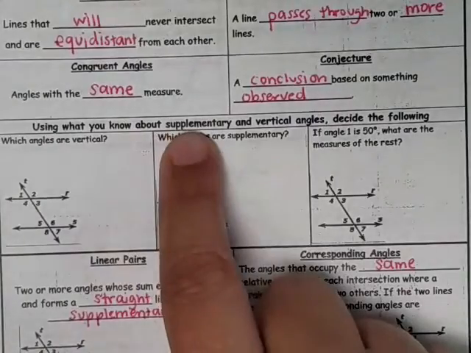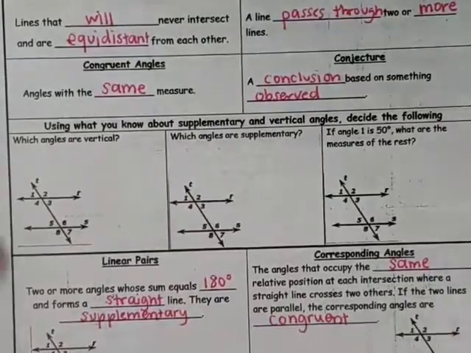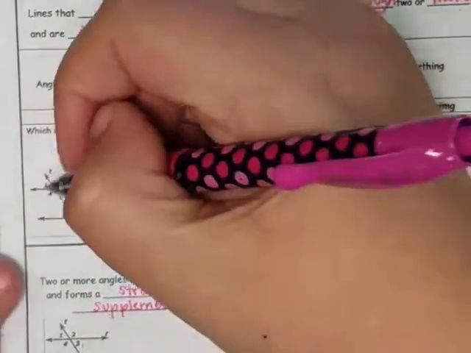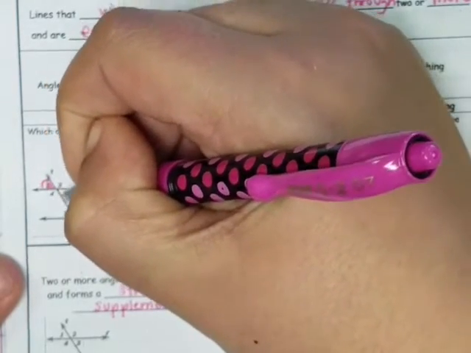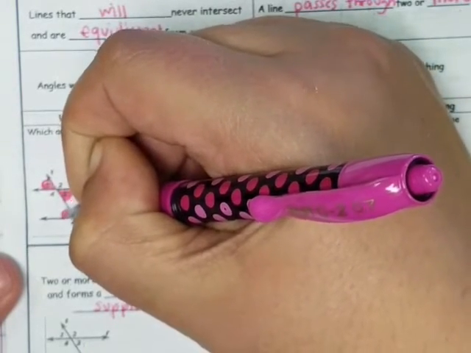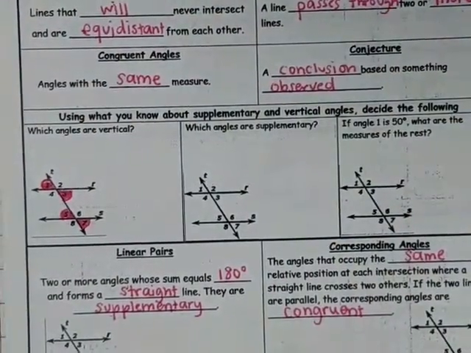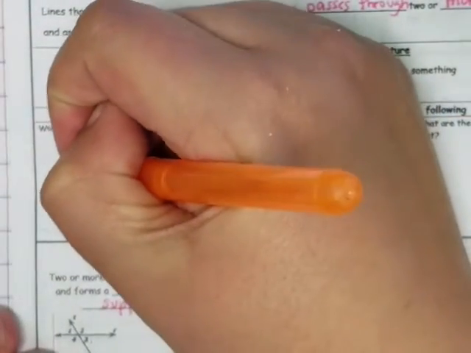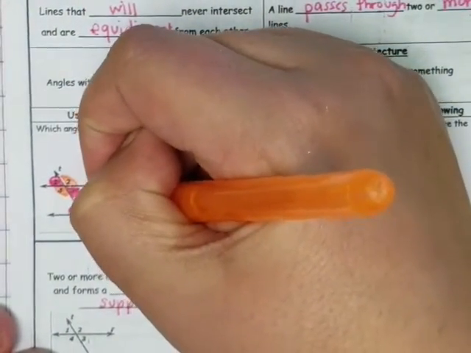So using what we already know about supplementary and vertical angles, we're going to decide the following. Which angles are vertical? And I'm going to use 2 different colors. So for example, 1 and 3 are vertical to each other. 5 and 7 are also vertical to one another. And then 2 and 4 are vertical pairs, or vertical angles. And then 6 and 8 are also vertical.